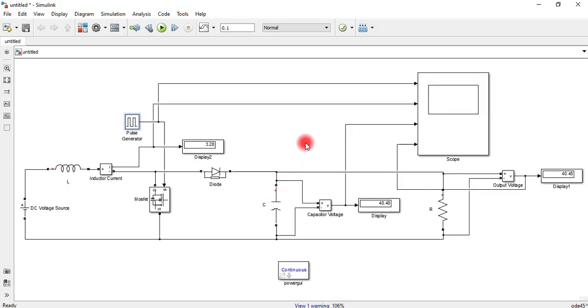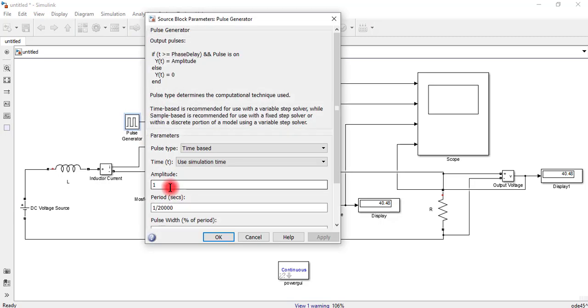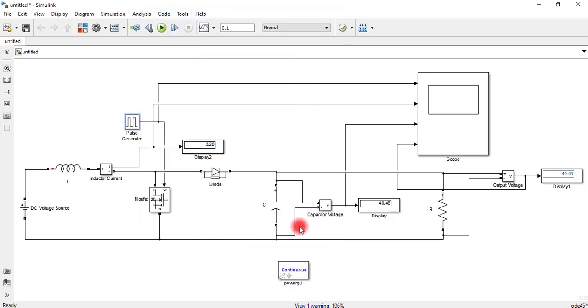You can see here that for the input voltage of 25 volt and with the duty cycle of 40%, we are getting actually 40.48, and that is expected from the boost converter with the duty cycle of 0.40. You can cross check it by solving it manually, and the formula is Vs divided by 1 minus D. So you can place 25 divided by 1 minus 0.40.